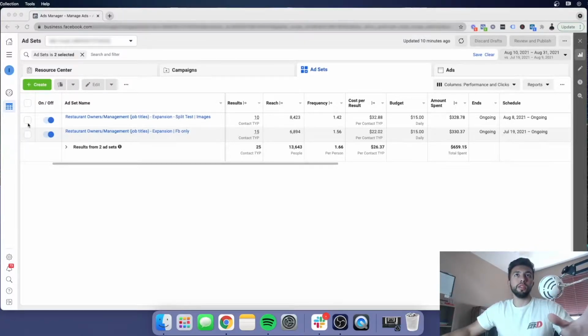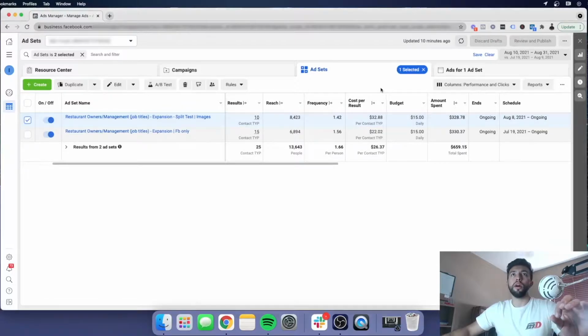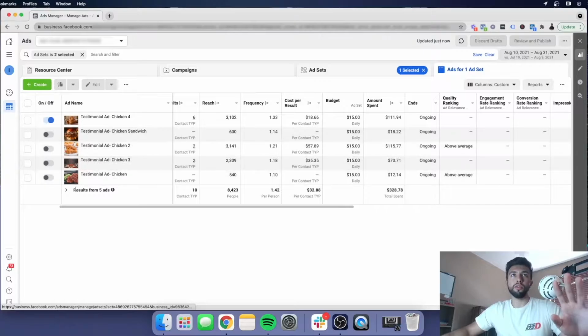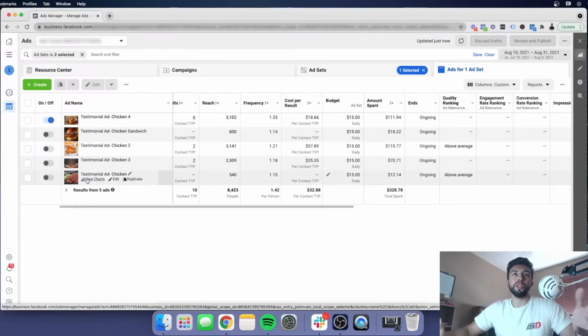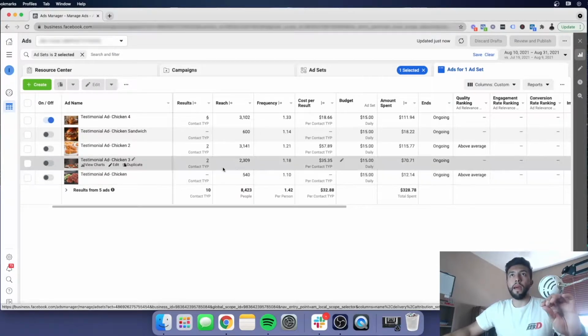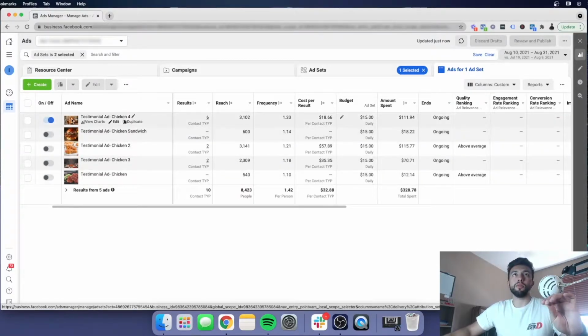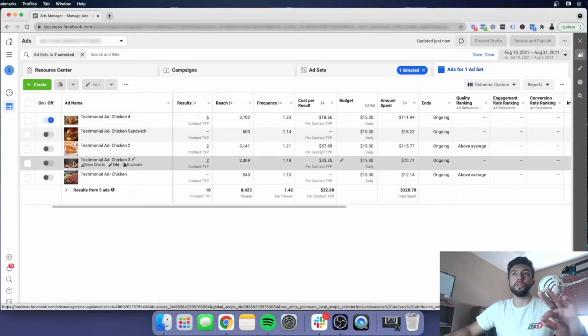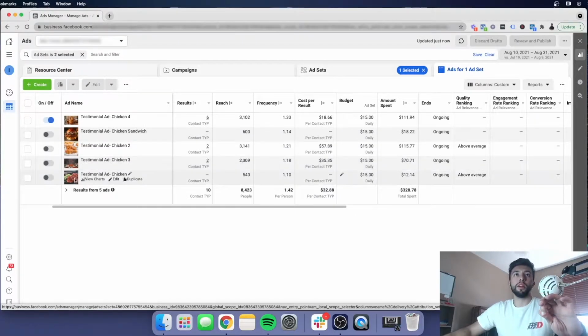So the audience is restaurant owners and management, and then I have detailed targeting expansion on. Now if you go in here, I have different images, they're just food related. It's pretty much just fried chicken. And I was split testing just the image. Everything had the same copy. I just wanted to see which image does the best. I quickly saw that this one wasn't performing well.